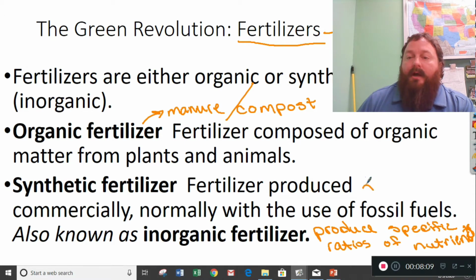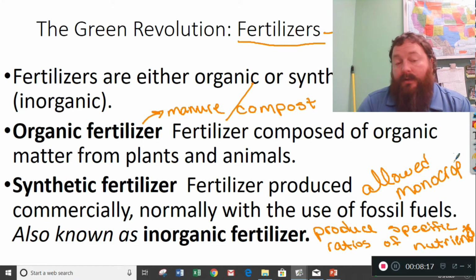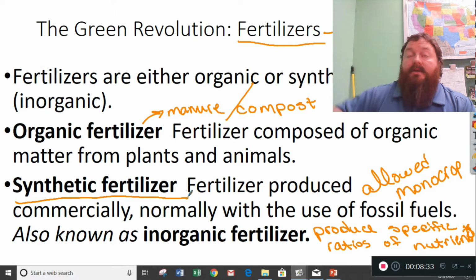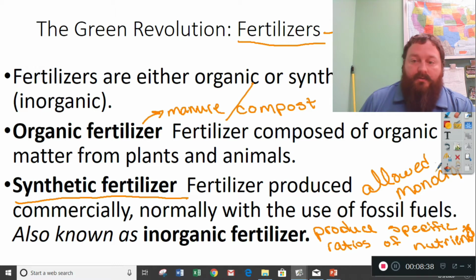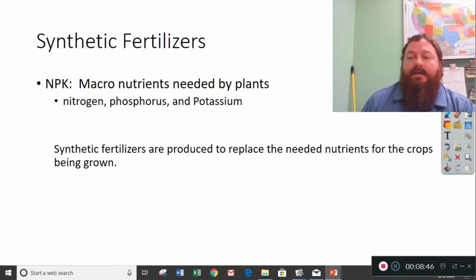This allowed us to monocrop. And the reason why it allowed us to monocrop is we don't have to crop rotate anymore. We don't have to worry about leaving fields rest for a few years because we've already consumed all the nitrogen in the soil. Now we need to plant crops that are going to put nitrogen back in. We don't have to do that anymore. We can grow the same crop year after year after year on the same plot of land, because we can put synthetic fertilizers into the ground to replace the nutrients. Now, there are drawbacks to them. We'll talk about the drawbacks here in a second. But the benefits, that's allowed us to increase our yields considerably by using these synthetic fertilizers.